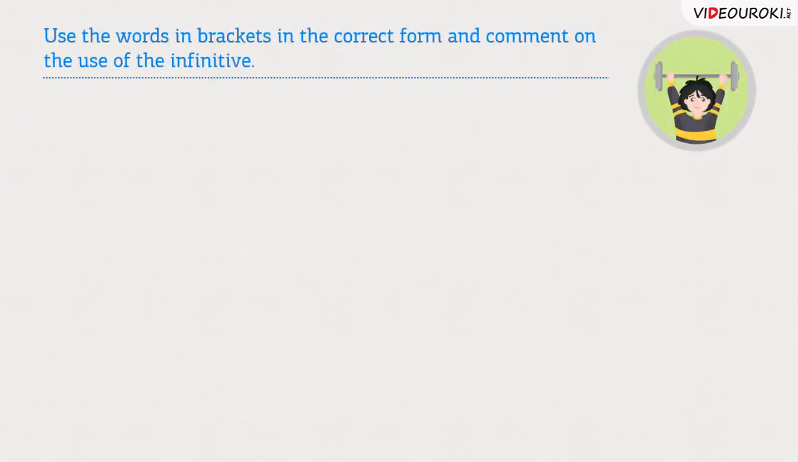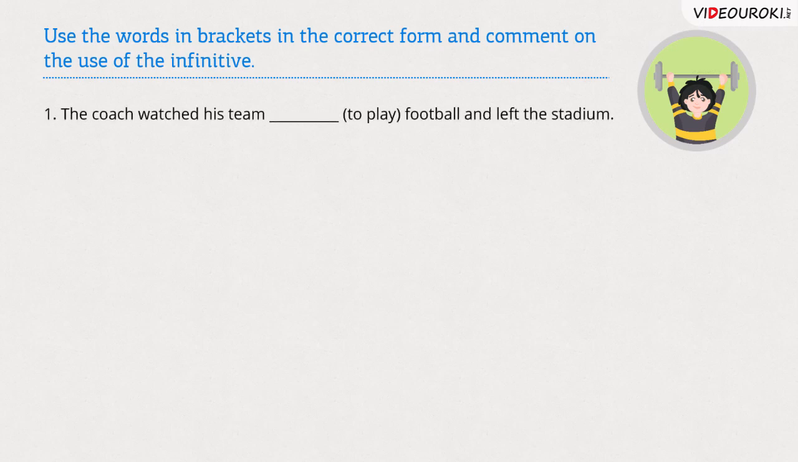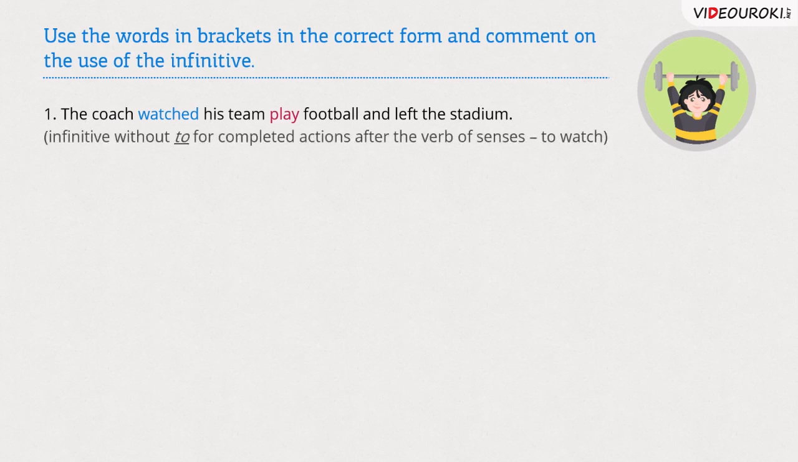Now it's time to practice the rule with Martin. Use the words in brackets in the correct form and comment on the use of the infinitive. 1. The coach watched his team play football and left the stadium. We use the infinitive without to for completed actions after the verb of senses. To watch.